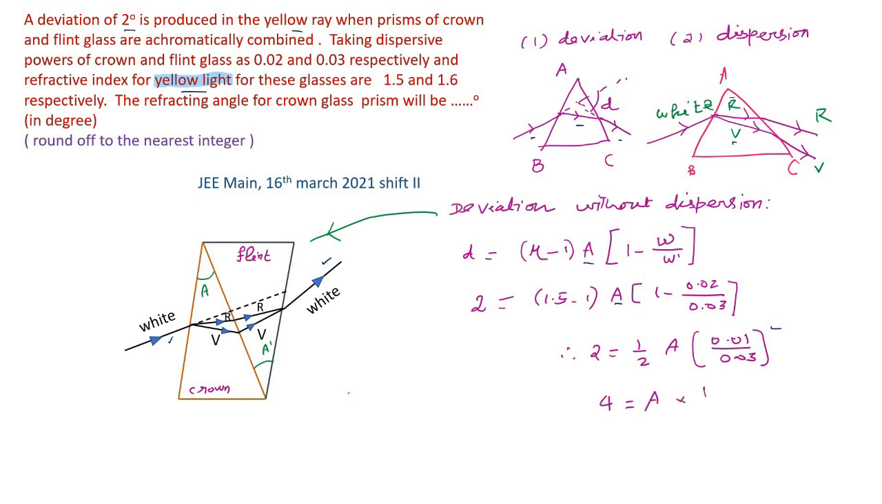Simplify: 1 by 3. Therefore A is equal to 4 into 3, which is 12. So 12 degrees is the angle of the prism. I write here 12 degrees for A. So A is equal to 12 degrees. I'll write 12 in the given space; degree is there in the question itself. Okay. Thank you.